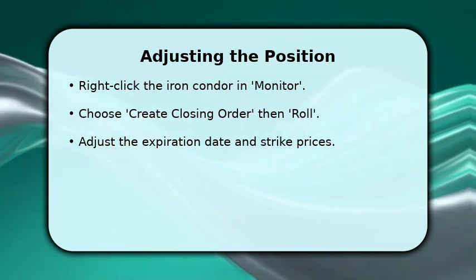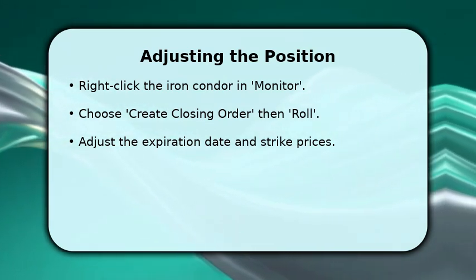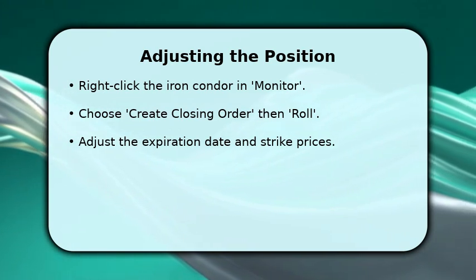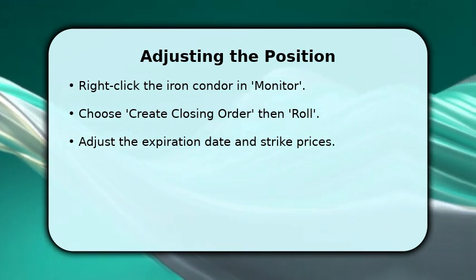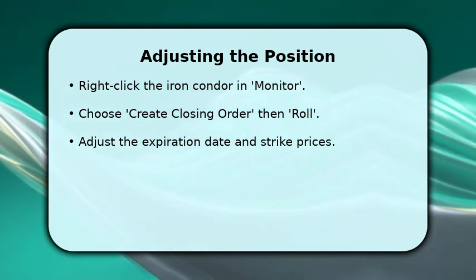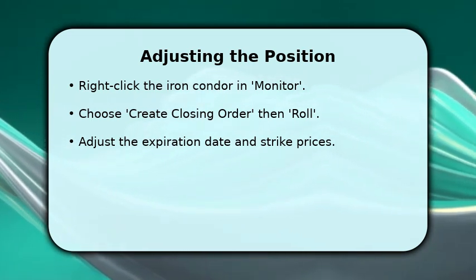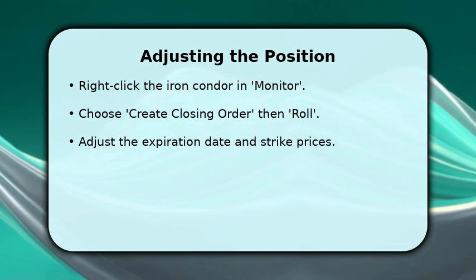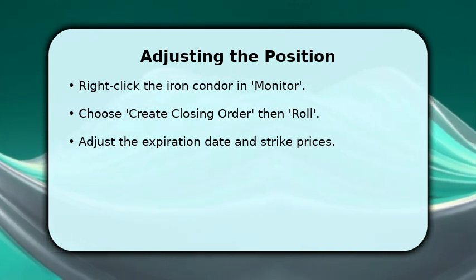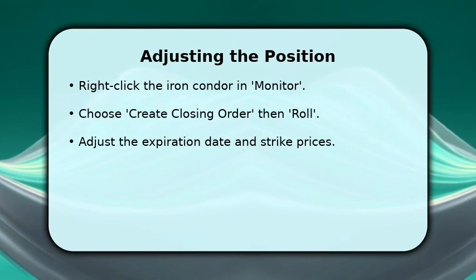Next, right-click on your iron condor in the Monitor tab. From the menu, select Create Closing Order and then choose Roll. This action will automatically populate an order ticket for rolling the entire position. You can then adjust the new expiration date and modify the strike prices for both the call and put spreads to align with your updated market outlook.